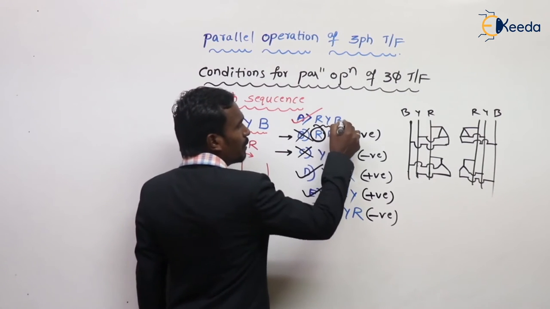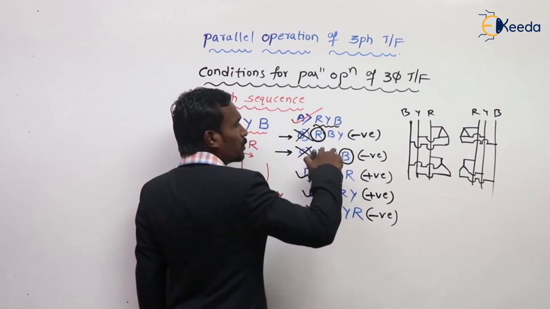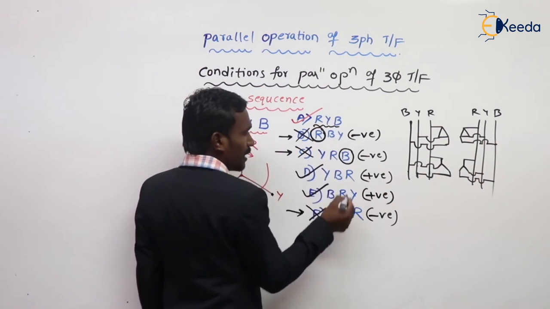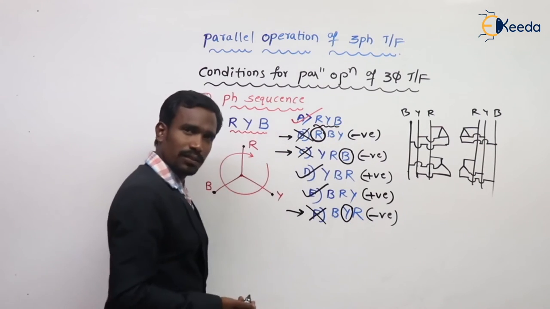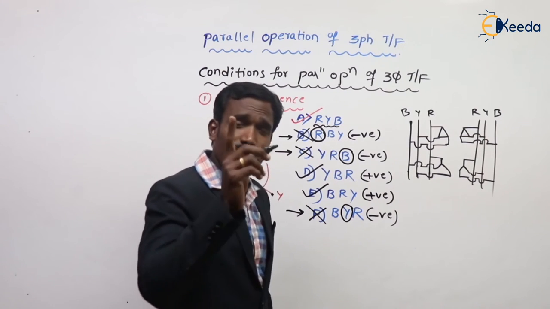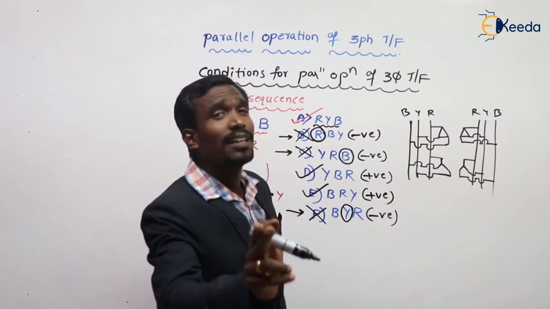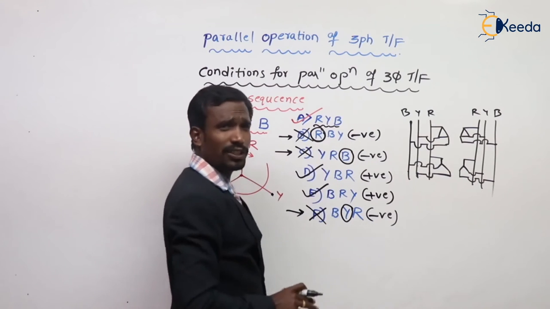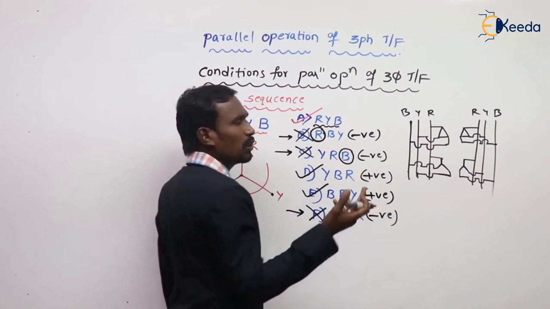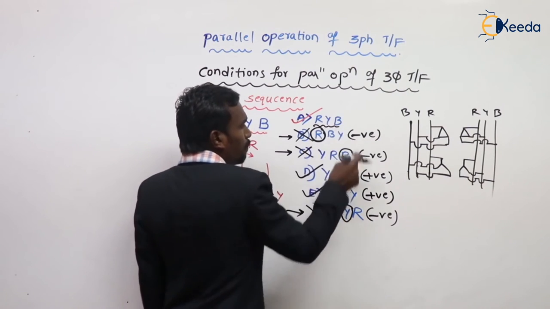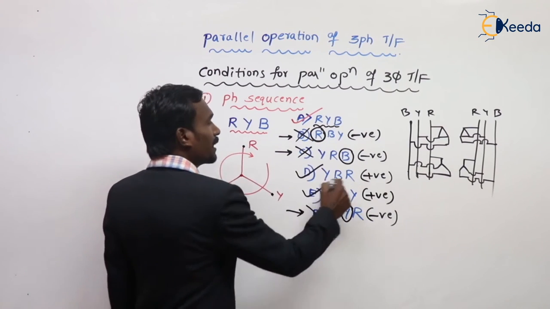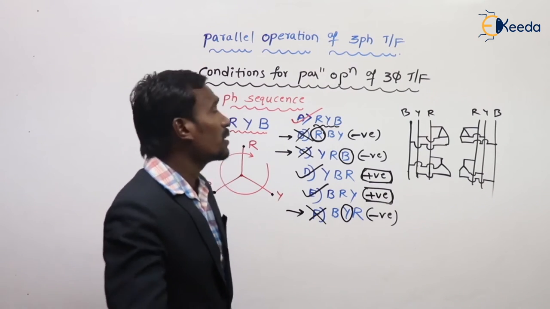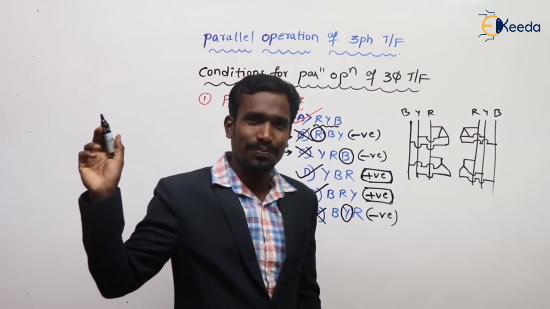And in the next one, here the B phase is constant and the remaining two phases are reversed, so it is a negative sequence. And here the Y phase is constant and the remaining two phases are reversed. Out of three phases, if any one phase remains the same and the remaining two phases are interchanged, then that phase sequence is called negative phase sequence. If all three phases are interchanged with each other, RY, YB, BR, there is none the same, and RB, YR, BY, then again we get the positive sequence. This is simply about the phase sequence. So the first condition is that the phase sequences should be the same.